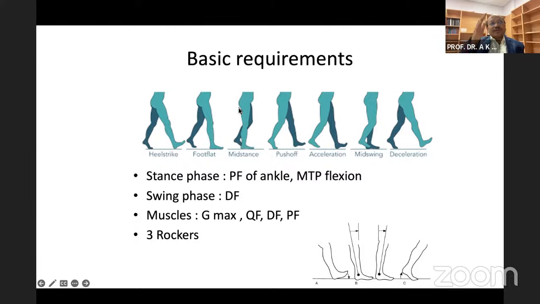Because our body weight, from the head, sometimes from the tragus, if it is considered in the lower limb, will pass posterior to the hip joint. So there is a possibility of collapse, and that collapse is prevented by the contraction of the gluteus maximus. So the gluteus maximus, the quadriceps femoris, and the gastrosoleus, these three muscles are required in the stance phase.